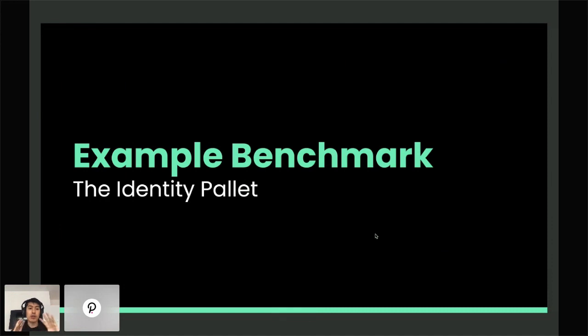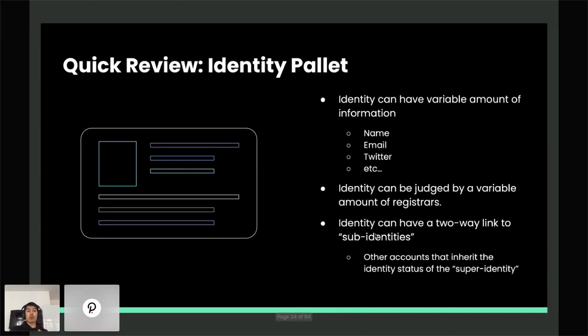Okay, so I think a good way to make this concrete is to just take an example benchmark. To do this, we're going to be looking at a pallet, the identity pallet. Specifically, I want to do a quick overview just to give you context. If you're not familiar with it, the identity pallet is available both on Polkadot and Kusama, and it allows you to have some identity information stored on chain for the user account. Things like your name, your email, your Twitter. And you can have a variable number of pieces of information. So if you don't want to put your Twitter on the blockchain, you don't have to.